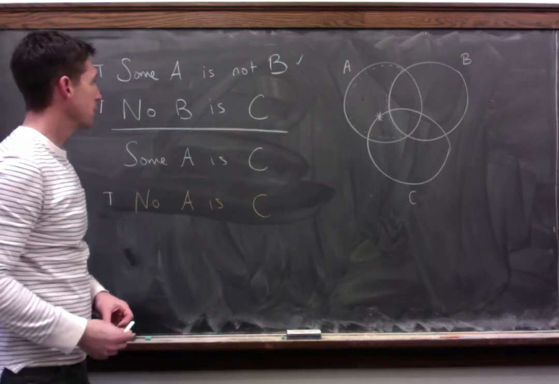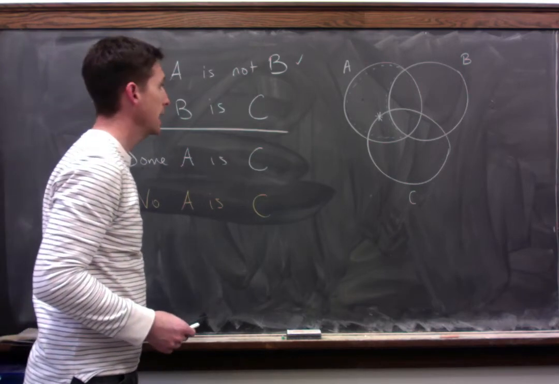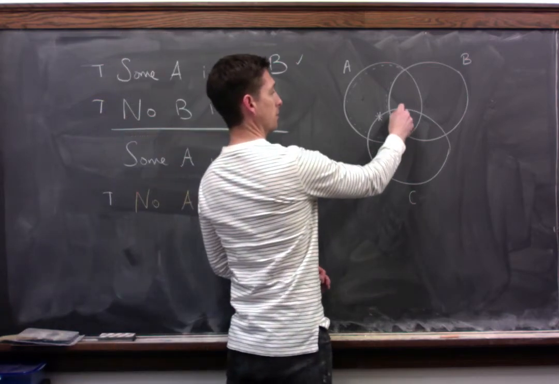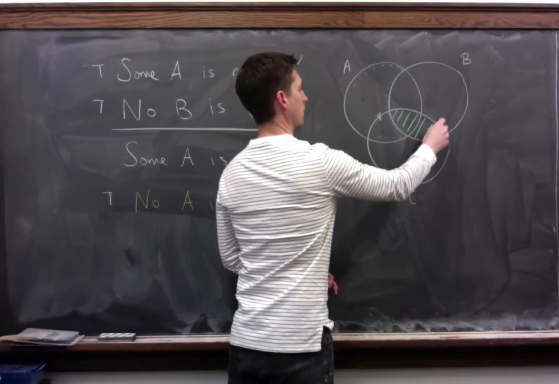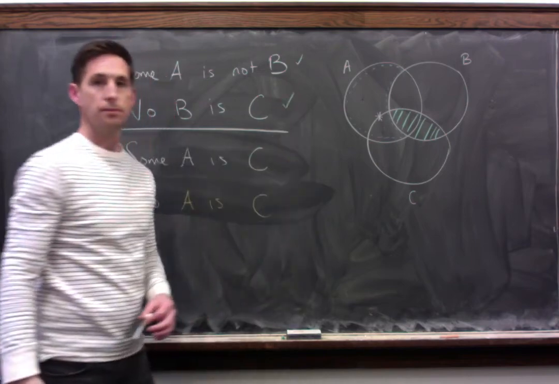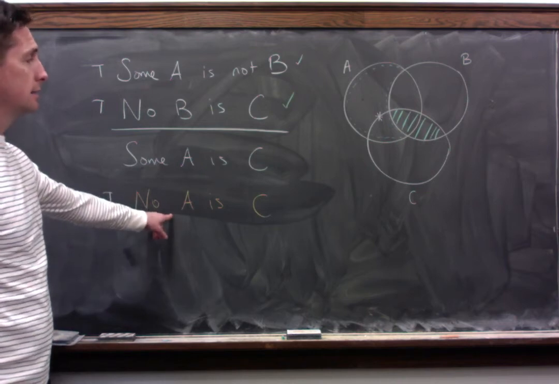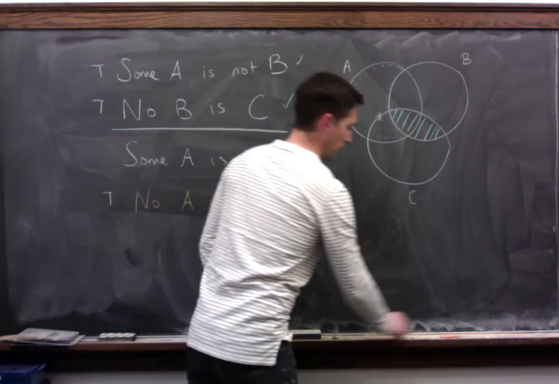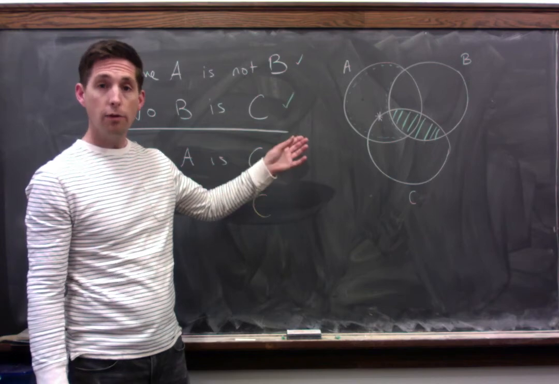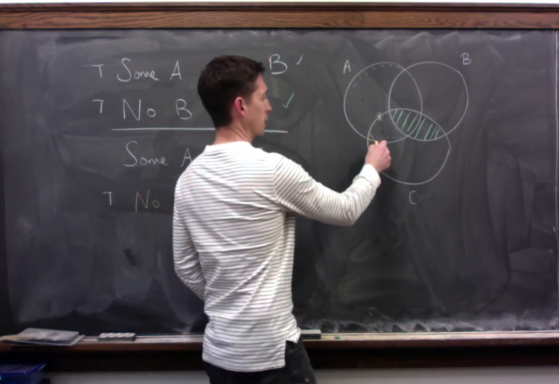What about the truth of the second premise? No B is C. Well, we know how to diagram that. To say no B is C is to shade out the overlap between B and C, which is this region here. Okay, so we've got that done too. Now finally we want to try to diagram no A is C. How would we diagram that? No A is C. Well, we have to shade off the region of overlap between A and C. Can we do that? That's this region here.